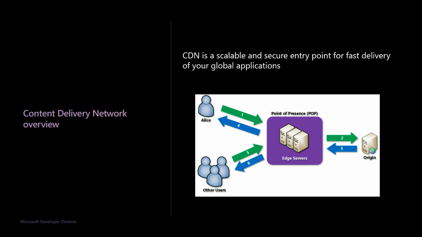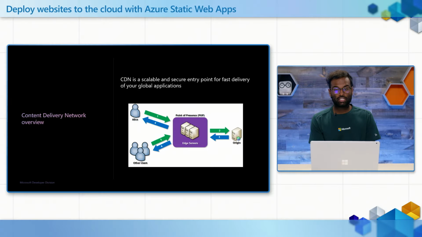This feature utilizes a content delivery network service to deliver superior performance and high availability. CDN is a scalable and secure entry point for fast delivery of your global application. It offers several benefits, including global load balancing, caching assets at the edge to help improve your application's performance, and improved security. Let's go ahead and set up enterprise-grade Edge for your Azure Static Web App in the portal.